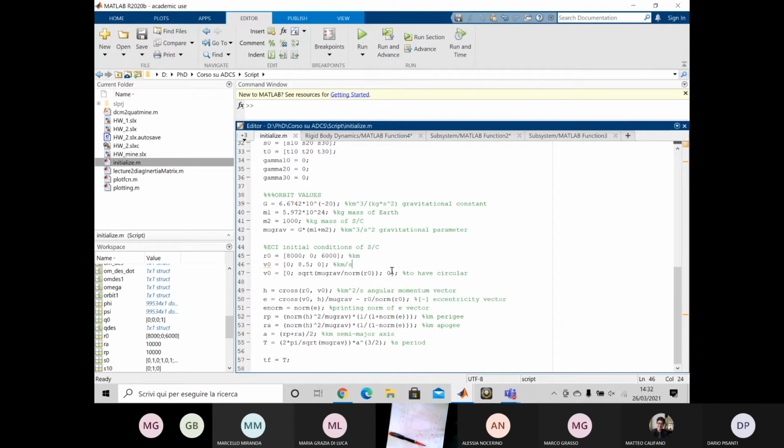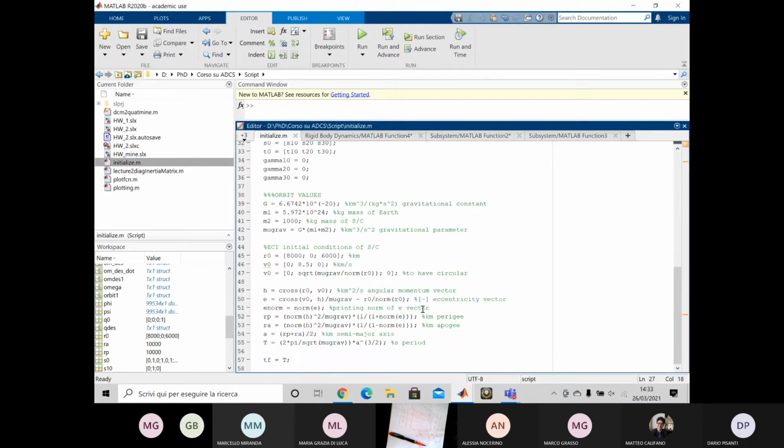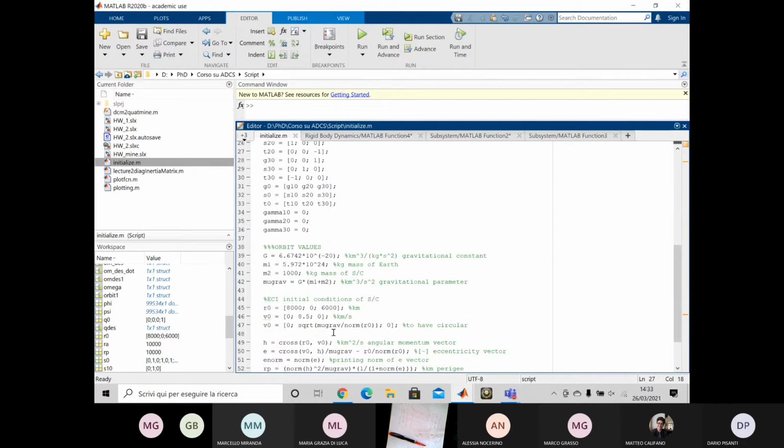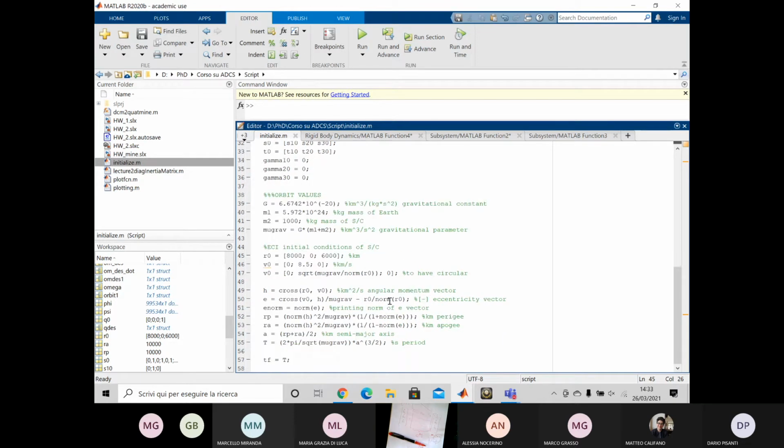Let me see. I want to open my own MATLAB here. Hello? Still there? Yeah. Okay. Right. I lost you for a second. I don't know why. Okay, so you asked me the R0. Yeah, I can do it myself here real quick. Norm of R0, right? It's 10,000, so it's a 4,000 kilometer orbit almost.